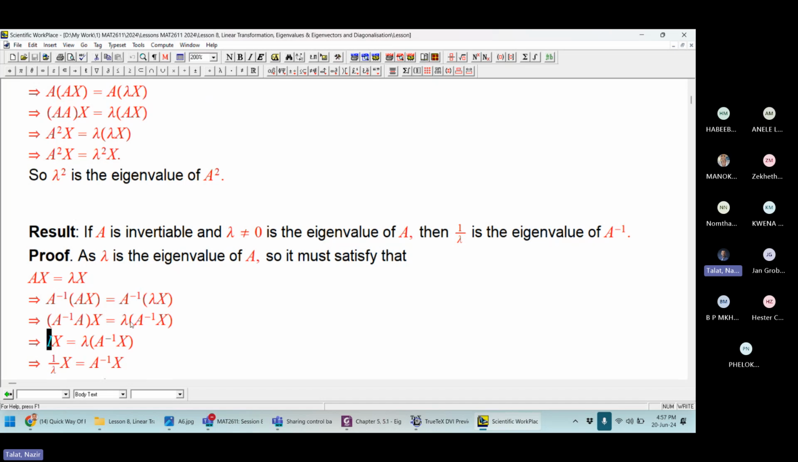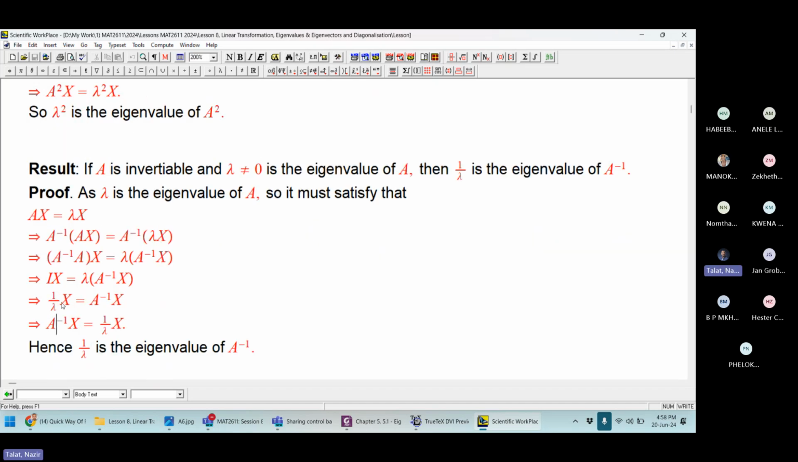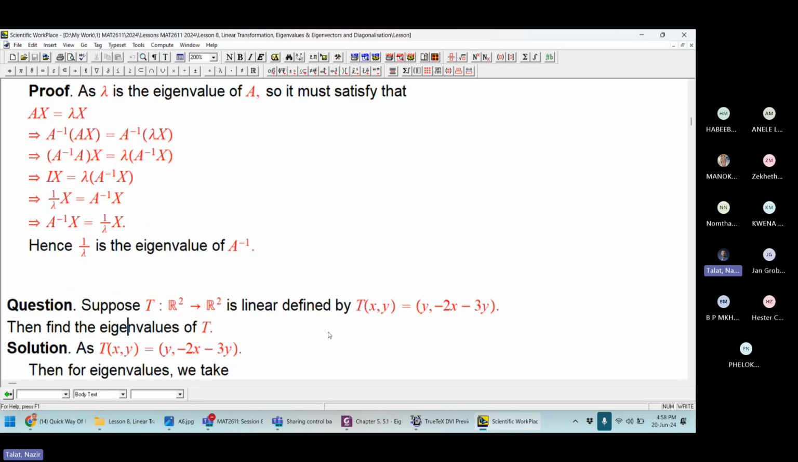So it becomes A inverse times A x, which is I x, simply x. And remember, lambda is non-zero. It means we can divide by lambda on the other side, or just multiply 1 over lambda on both sides. So if lambda comes to the other side, it becomes 1 over lambda x equal to A inverse x. Now, if we interchange this, A inverse x equal to 1 over lambda x, it fulfills the definition that this 1 over lambda is an eigenvalue of A inverse. So this is the simple proof of that one.